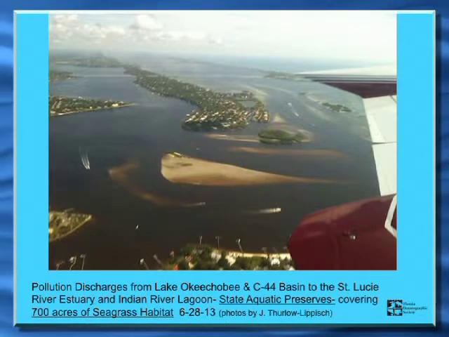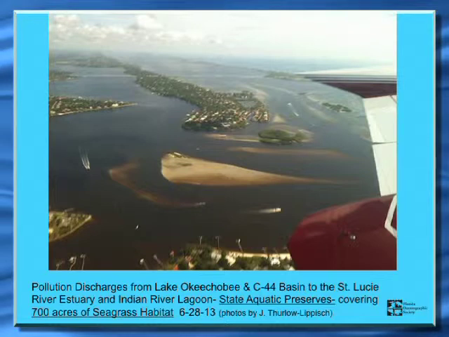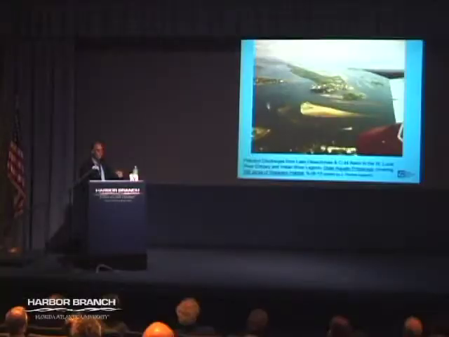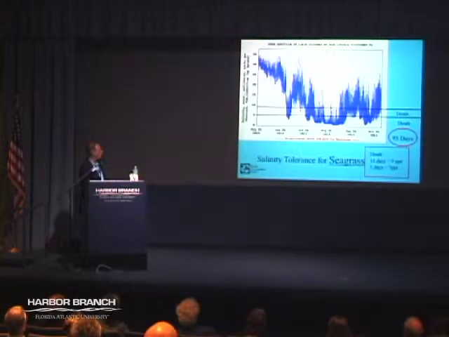Inside the inlet, again, 700 acres of seagrass beds, a lot of them under State Aquatic Preserve protection for the Indian River Lagoon and the North Aquatic Preserve. So these aquatic reserves are under state protection, and obviously we're at these meetings saying, where are the state and the federal protections for our 36 threatened and endangered species that are in this area as well?